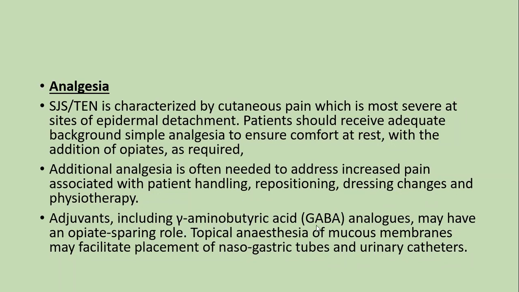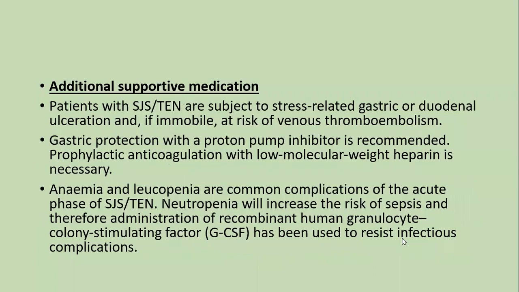Adjuvants like gamma aminobutyric acid may have an opiate-sparing role. Topical analgesia of the mucous membrane may help in reducing the pain in oral mucosa. Then stress ulceration can be catered for, and venous thromboembolism should also be taken care of, with a proton pump inhibitor and low molecular weight heparin.